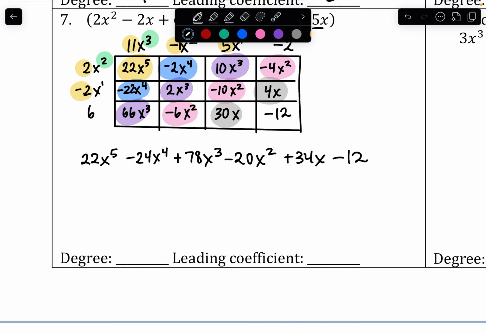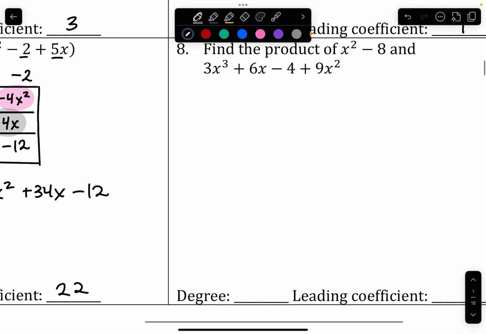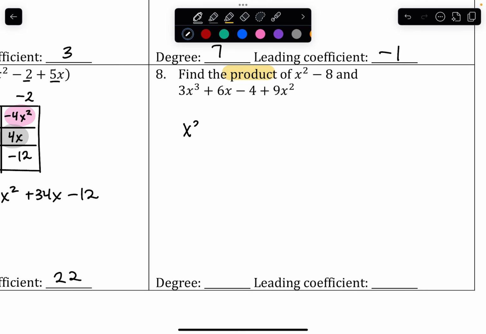Okay, and so just combining all your like terms, keep the exponent. And so the degree of this polynomial is 5, and then the leading coefficient is 22. Okay, here, when they say product, that means multiply. So we're multiplying x squared minus 8 times this 4-term polynomial.